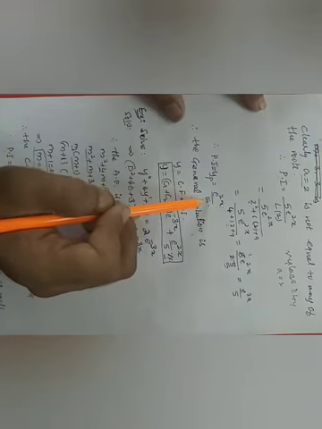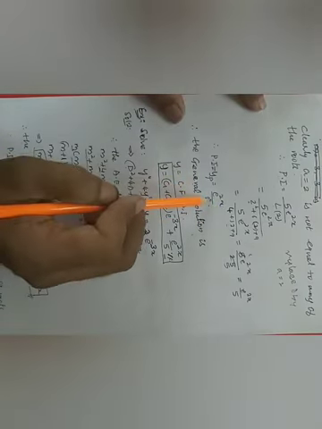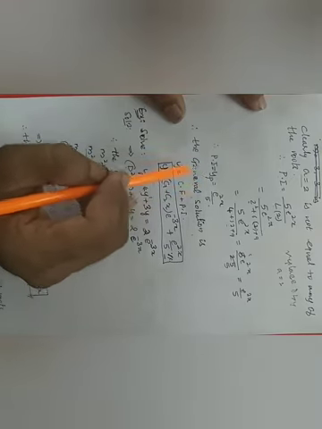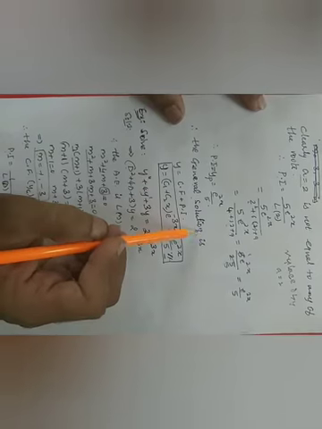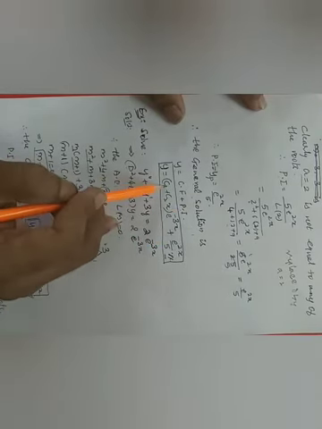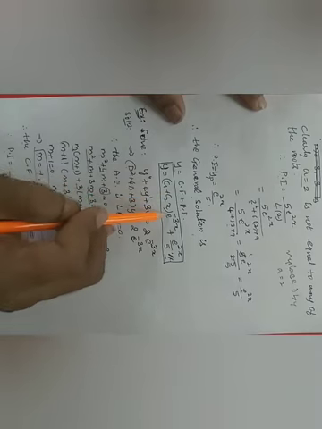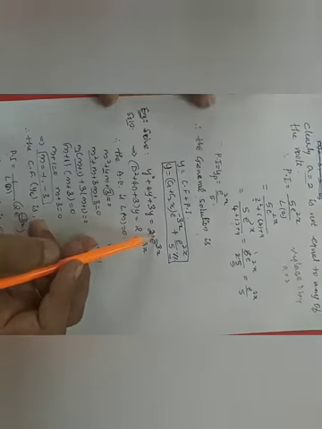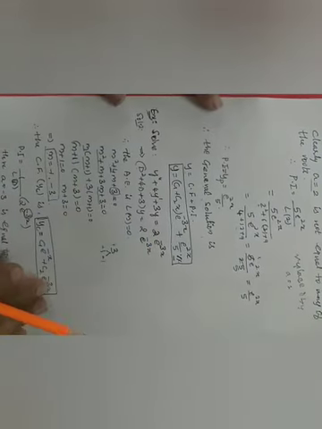Therefore the general solution: your solution is not over, you have found just CF and PI. Now you need to combine them to write the general solution. Therefore the general solution is written as y is equal to CF plus PI, which is y is equal to (c1 plus c2 x) into e to the power minus 3x plus e to the power 2x divided by 5, which gives you the complete or general solution of the given differential equation.